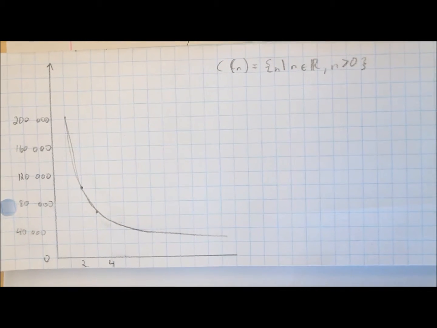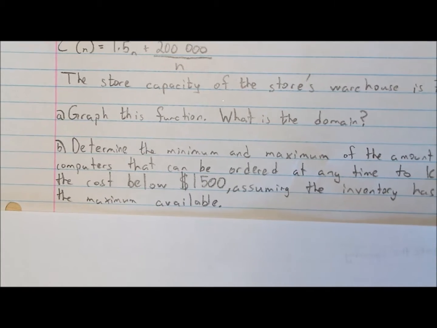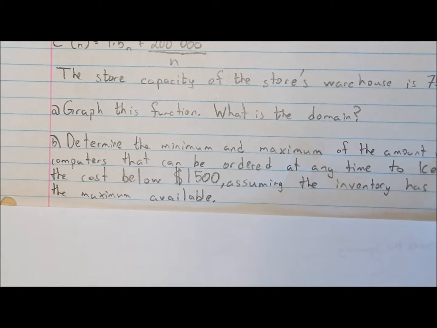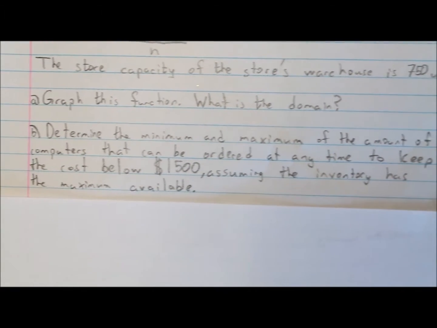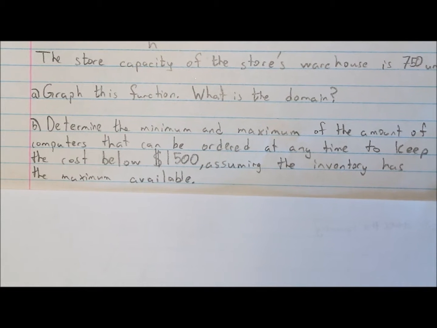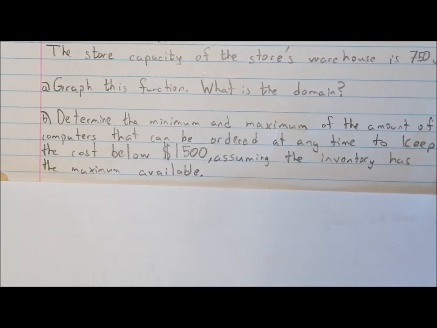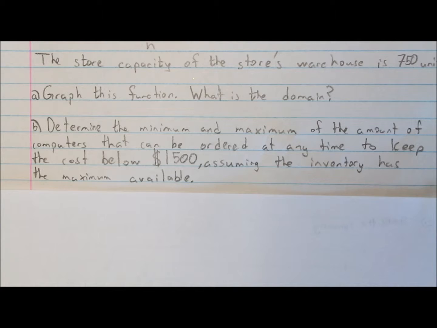From now on, we'll move to B. Now we're going to start on B. B says determine the minimum and maximum of the amount of computers that can be ordered at any time to keep the cost below 1,500, assuming the inventory has the maximum available.